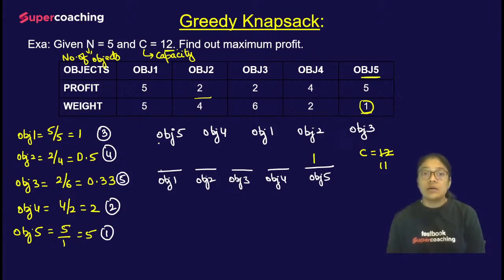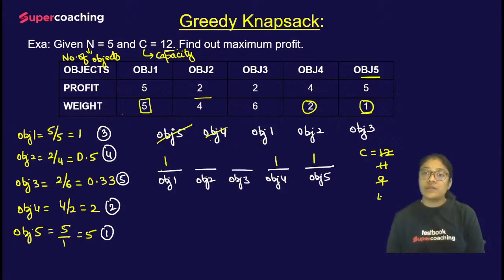Now consider the next object, object 4. Object 4 has a weight of 2 units available but the capacity is 11, so we can take object 4 completely too. So 11 minus 2 is 9. This object is taken completely. Next object will be object 1. The weight of object 1 is 5. The capacity is 9 units, so we can take object 1 completely as well. So this is taken completely.